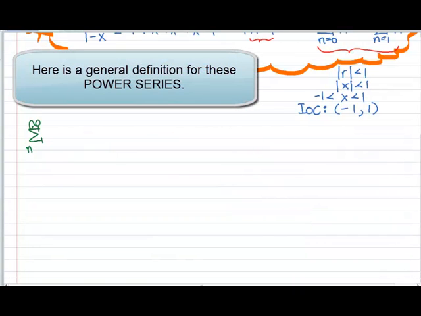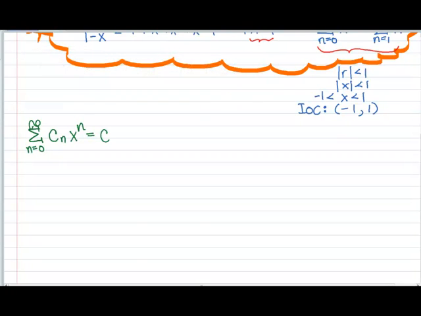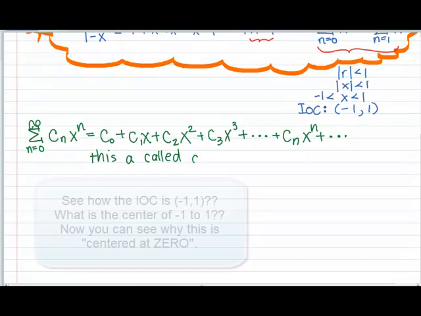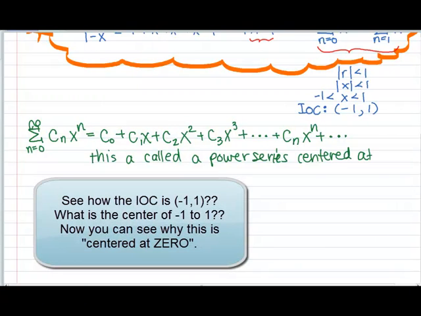The sum from n equals 0 to infinity of c sub n times x to the n power, where c is going to be some constant, so it'll be c sub 0 plus c sub 1 times x plus c sub 2 times x squared plus c sub 3 times x cubed, plus so on all the way to c sub n times x to the n, and so on. This is what we call a power series centered at x equals 0.